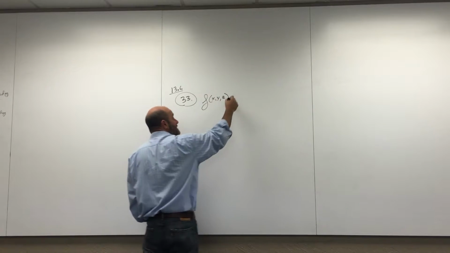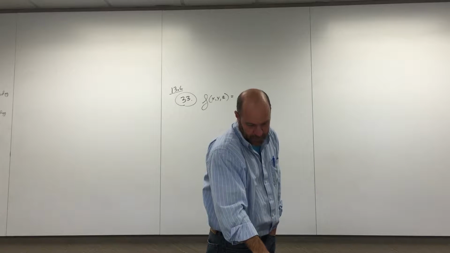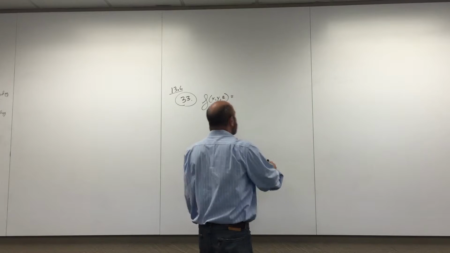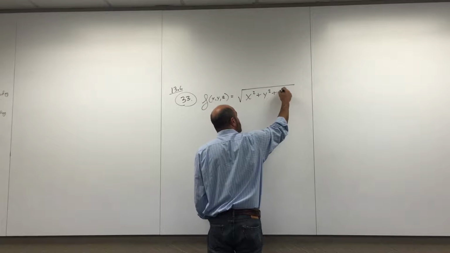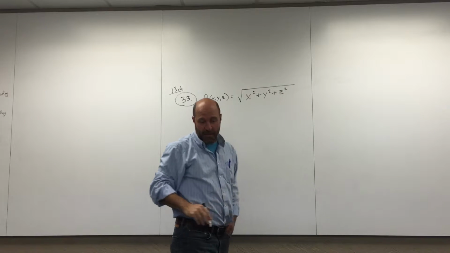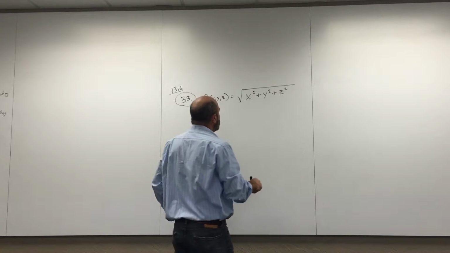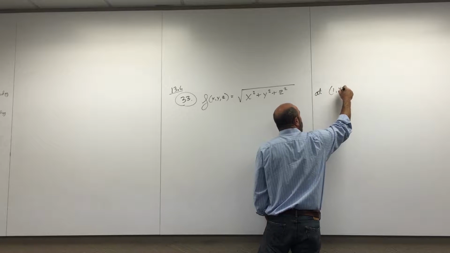F of x, y, z equals the square root of x squared plus y squared plus z squared. They also tell me I'm at the point 1, 4, 2. So I'm at the point 1, 4, 2.